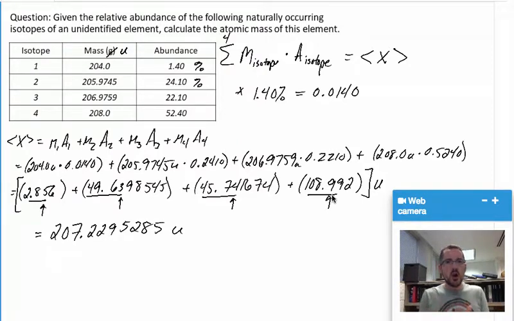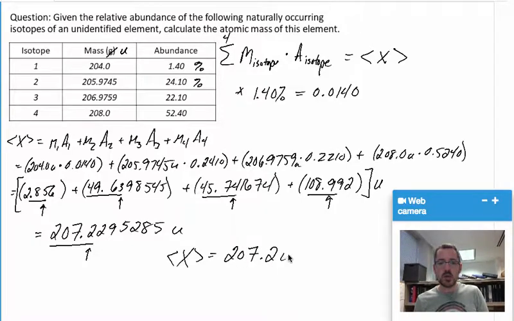So when you look at all 4 values, you look at the last decimal place they all share. All 4 values have a value in the tenths place, but only one does not have a value in the hundredths. So when we round this based on sig fig rules, we stop at the tenths place. So my average atomic mass should be 207.2 atomic mass units.